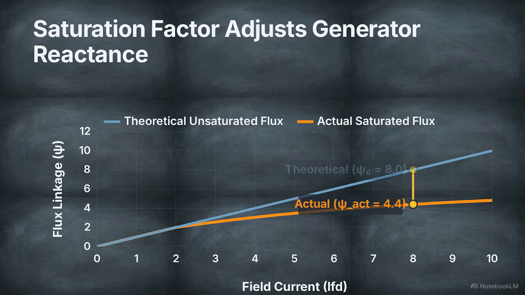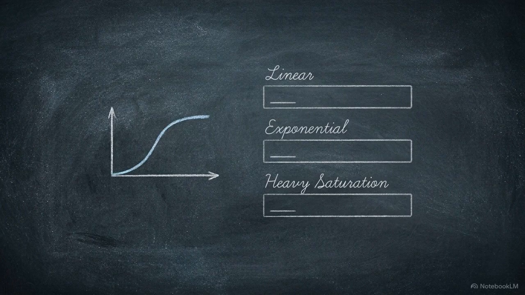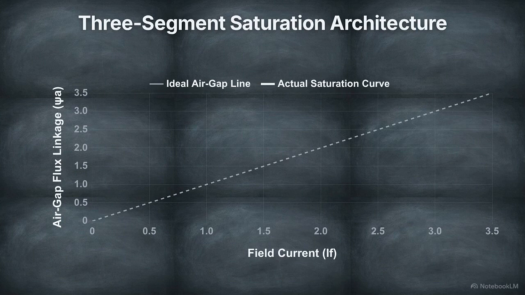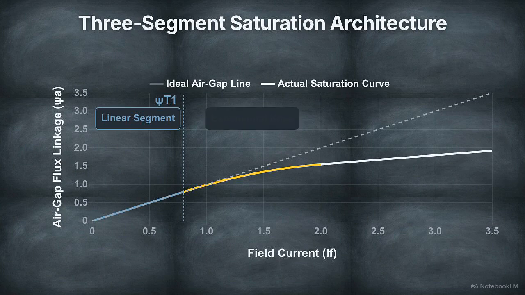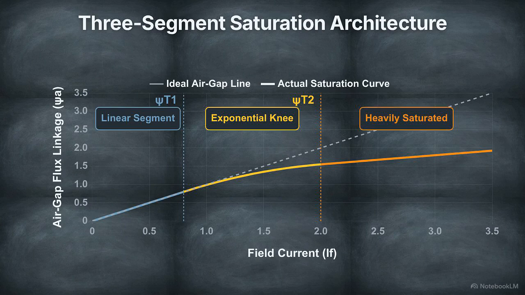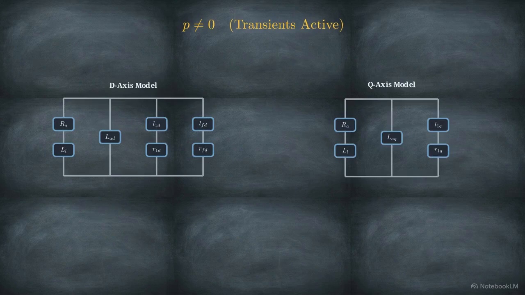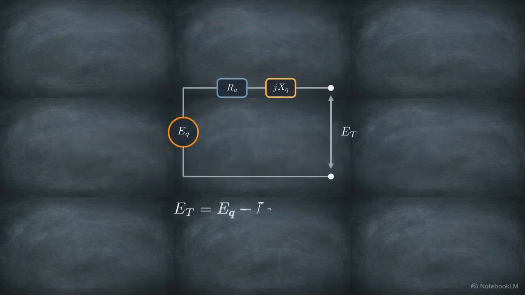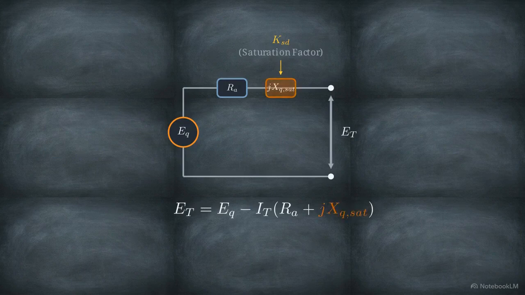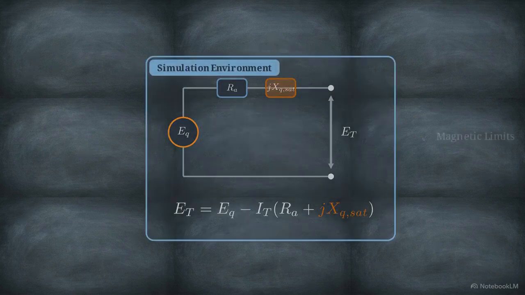Commercial tools use this ratio to adjust the machine's reactance based on its operating point. Tools like PSSE or TSAT require these curves to be converted into a segmented mathematical function. The curve is divided into a three-segmented architecture: a linear segment, an exponential deviation curve, and a final heavily saturated linear slope. This segmented approach allows the software to calculate the correction factor for any level of field excitation. By collapsing transient dynamics into a steady-state phasor model and applying an empirical saturation factor, engineers create a simulation environment that matches the actual magnetic and thermal limits of the generator.